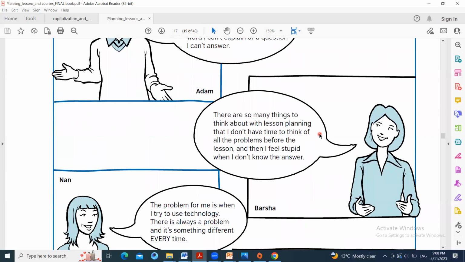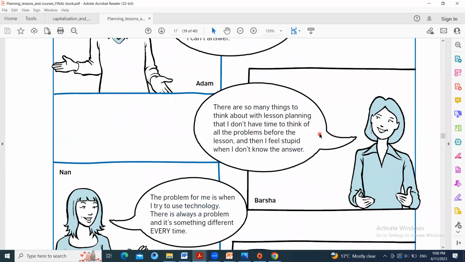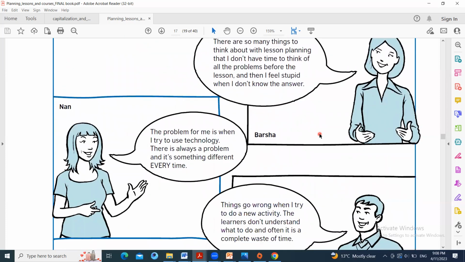Also, we have Barsha. Barsha is saying, well, there are so many things to think about with lesson planning that I don't have time to think of all the problems before the lesson. And then I feel stupid when I don't know the answer. So, how can you advise? Yes, Barsha.